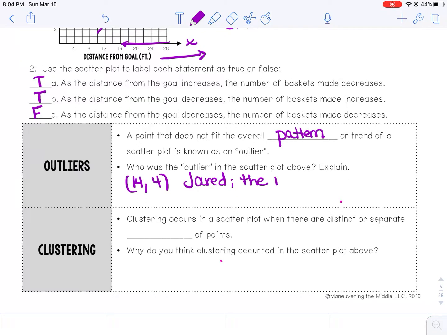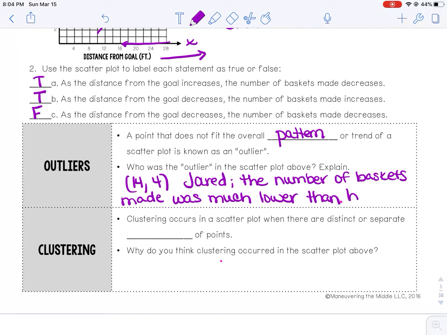The number of baskets made was much lower than his teammates' at the same distance, but I don't have room to write that.